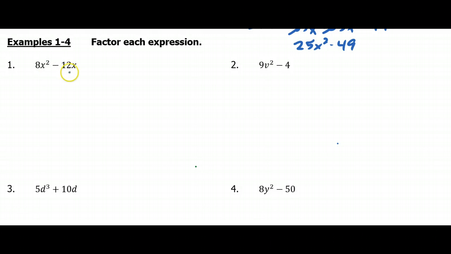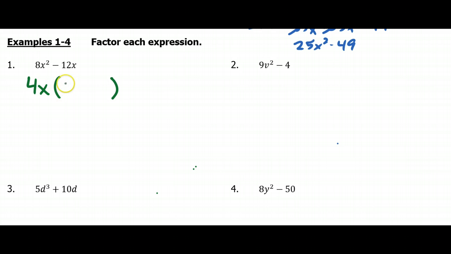I have an 8 and a 12, and I know the GCF of 8 and 12 is 4, so I'm going to factor out a 4. And I also have an x squared and an x, which tells me I can also factor out a single x. So my GCF here is going to be 4x, and then I'm just going to think, okay, what's going to be left over when I factor a 4x out of each of these terms?